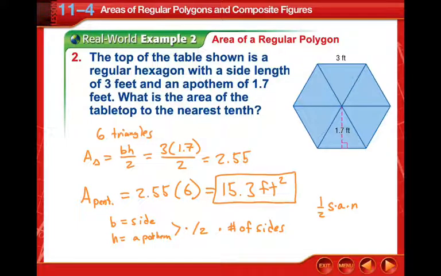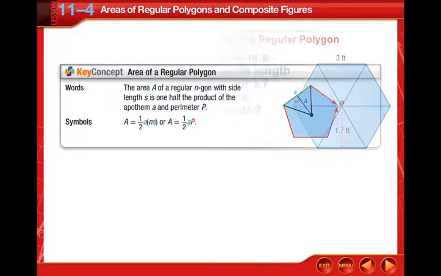So if we rearrange this a little bit, we'll get the formula we're about to see. The 1/2 times the apothem times the number of sides times the side length. This little guy here is also known as the perimeter. So you're multiplying the perimeter times the apothem and dividing by 2. That's exactly what this says to do. So the area is 1/2 times the apothem times the number of sides times the side length, or 1/2 of the apothem times the perimeter.